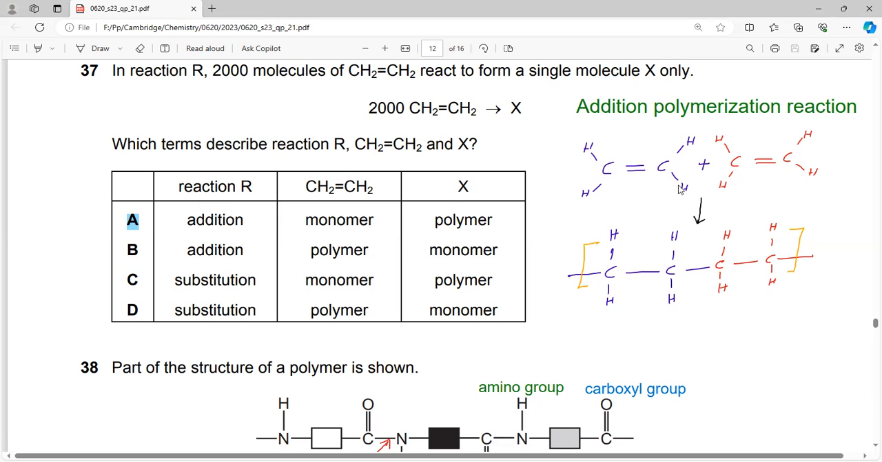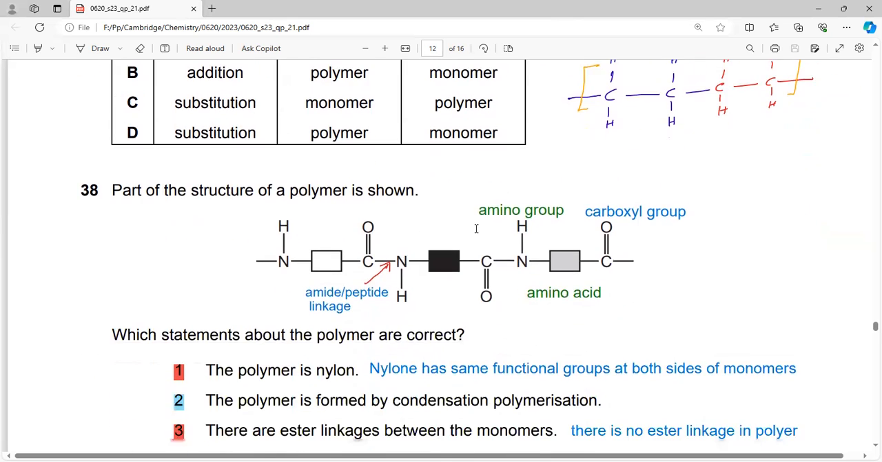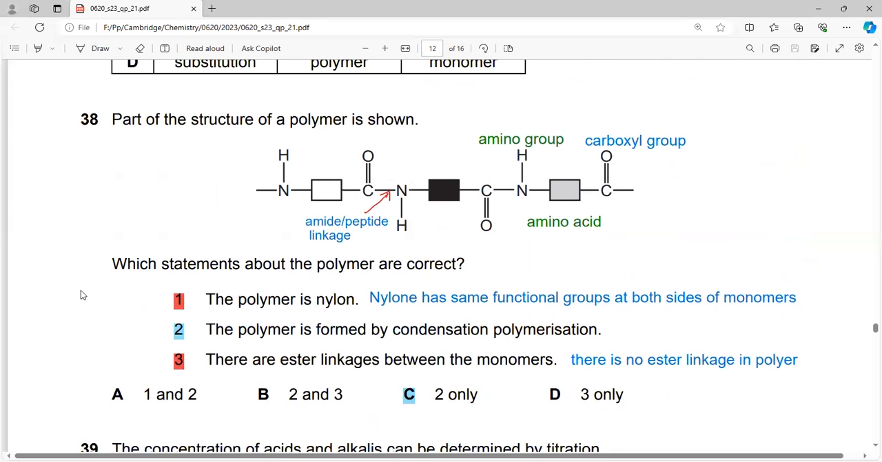So here we have a monomer, and this reaction is what? The monomer is ethene, and this reaction is an addition reaction. On the basis of this information, the reaction type is addition reaction. What about the monomer? The single unit is ethene. And the polymer, what is this producing? That's the polymerization process. So X's molecule will be a polymer. So A is our correct option here. We're going to move to question number 38.